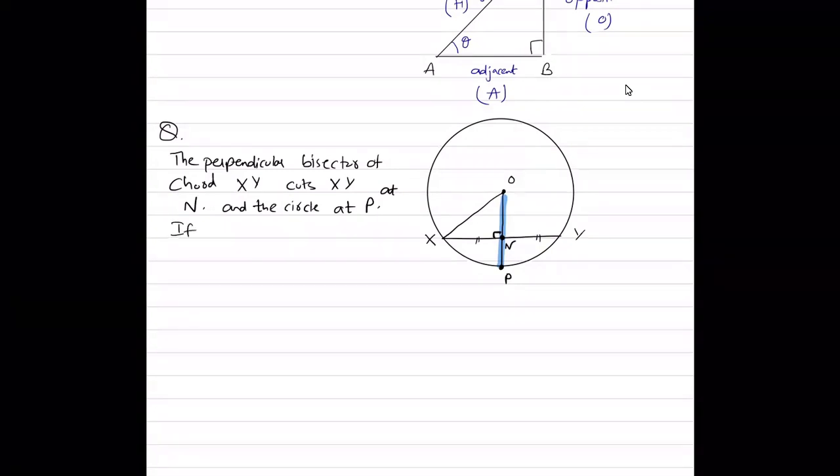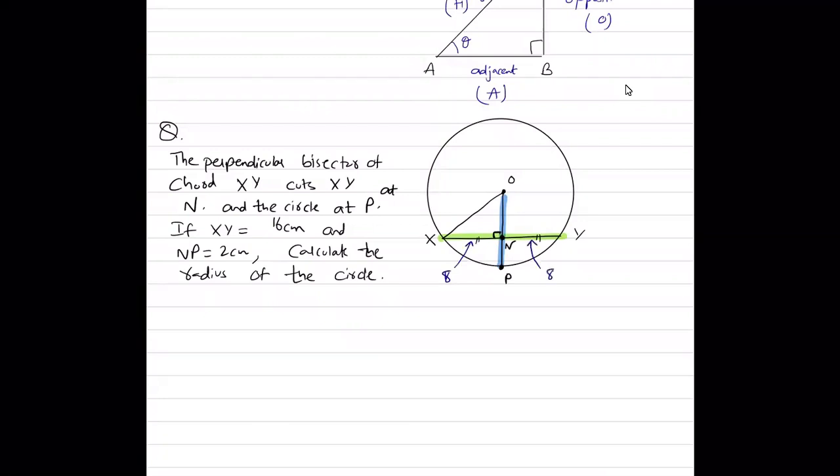If XY's length is 16 centimeter and NP is 2 centimeter, the question says calculate the radius of the circle. Okay, so XY is a chord that has a length of 16. The perpendicular bisector is going to bisect this chord and divide the chord into two halves. So the chord length, this XN is going to be 8 and this NY is going to be 8. Together XY has a value of 16.